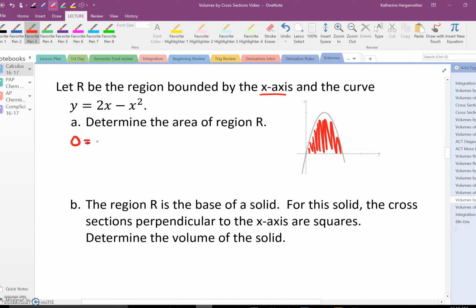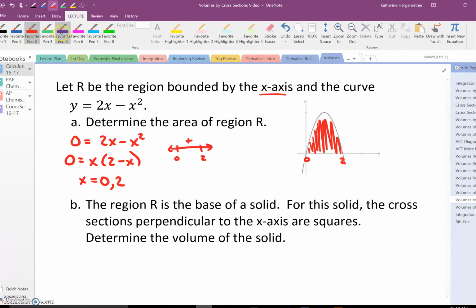So we'll go 0 equals 2x minus x squared. Factor out an x, 2 minus x. X is 0 and 2. This is our 0 and this is our 2. And so when we did areas, we'd have to test to see who's on top. Well, you can see that right now, but we would go from 0 to 2, and we'd plug a number in, and if you plugged in 1, you get a positive, which is telling you that this y is on top.